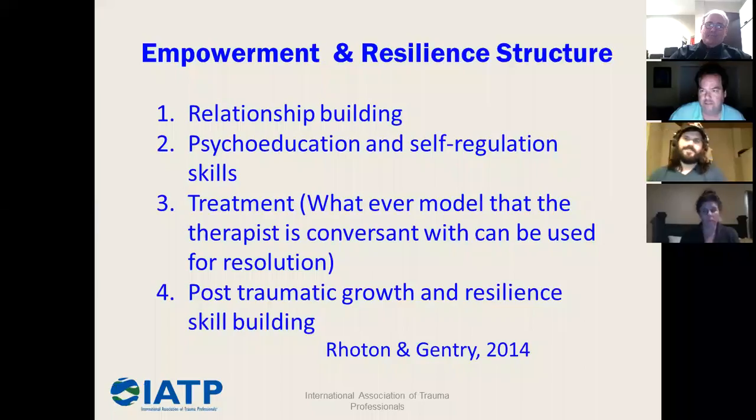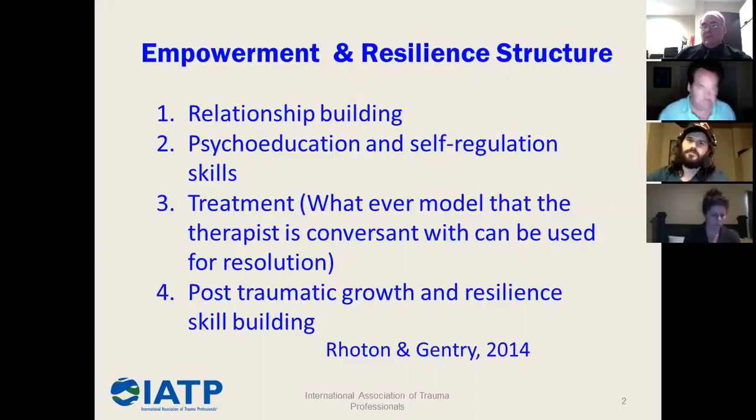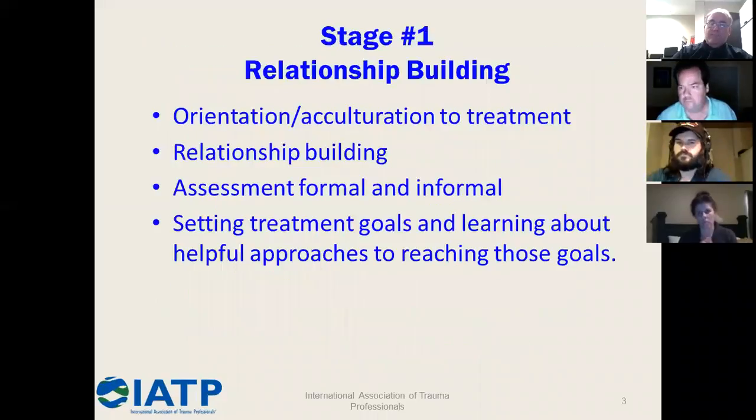All right. So just to review again the treatment structure, we call it the Empowerment and Resilience structure, and it's a 4-stage model. The first one is relationship building. The second one is the psychoeducation and self-regulation. The third one is any model of treatment that you're trained in and know how to use. And then the fourth is the post-traumatic growth and resiliency building. So what I'm going to focus on today is just the relationship phase of it.